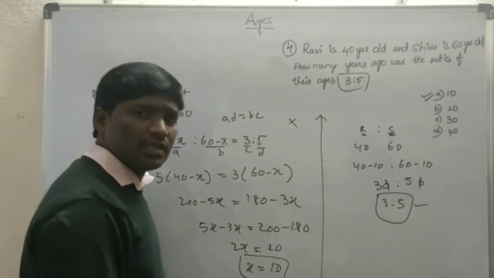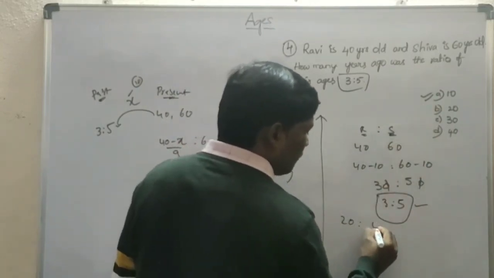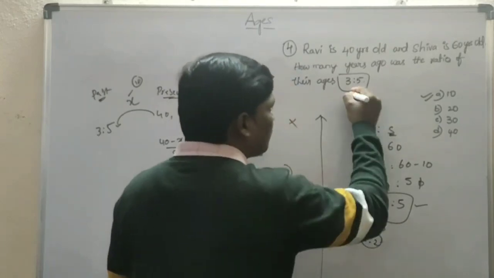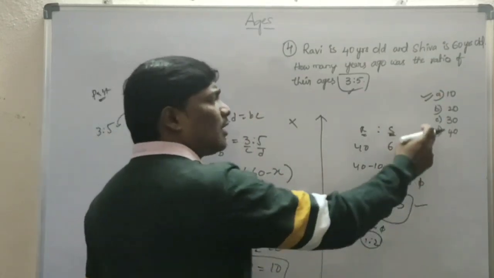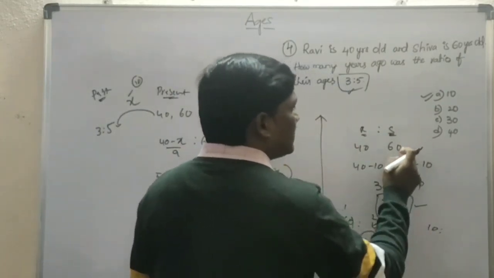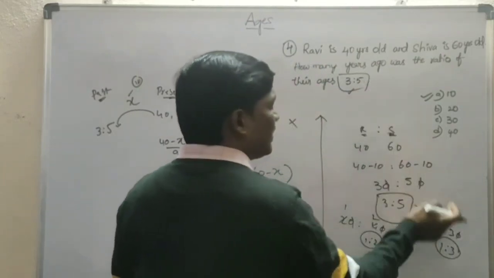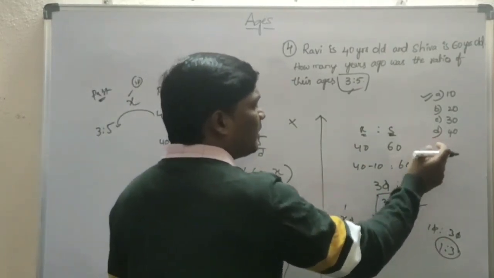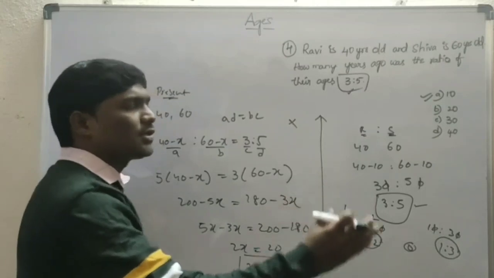Let's check the second option. 40 minus 20 is 20 years, 60 minus 20 is 40 years. The 0s cancel, 2 ones are 2, 2 twos are 4, and we get 1:2. That does not satisfy 3:5, so option B is the wrong answer. Similarly, let's see option C. 30 years: 40 minus 30 is 10 years and 60 minus 30 is 30 years. The 0s cancel and we get 1:3, which does not satisfy 3:5, so the third option is also wrong. Then the fourth option, 40. 40 minus 40 is 0, so does the option satisfy 3:5? No. Then option D is also a wrong option.